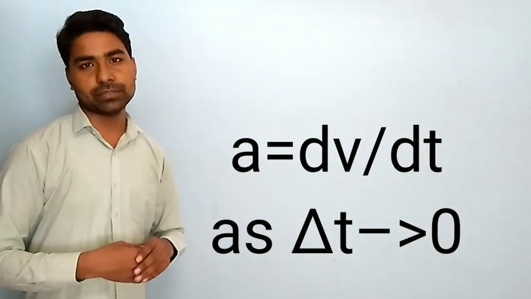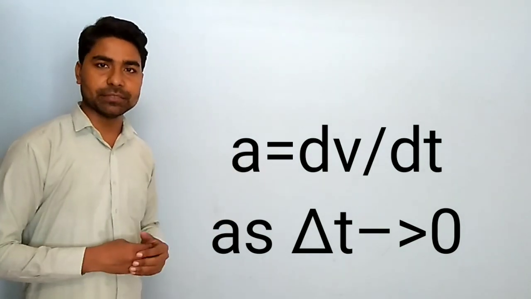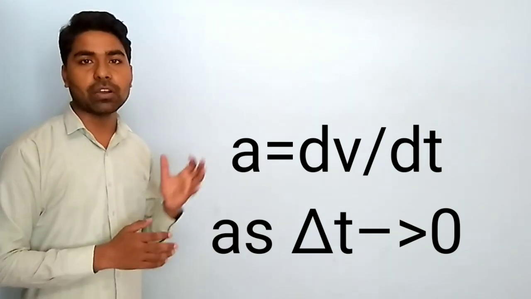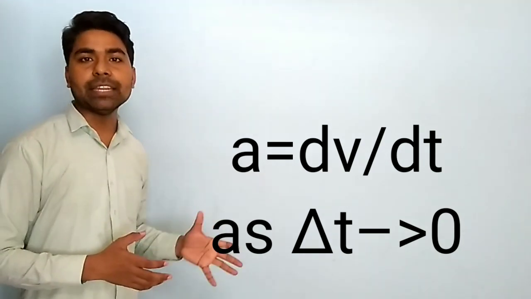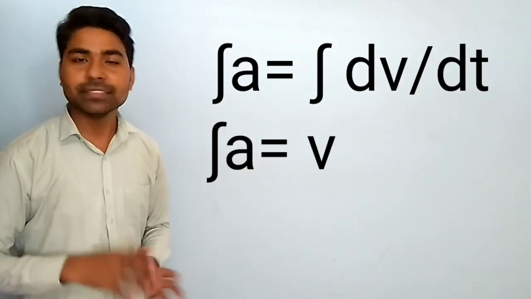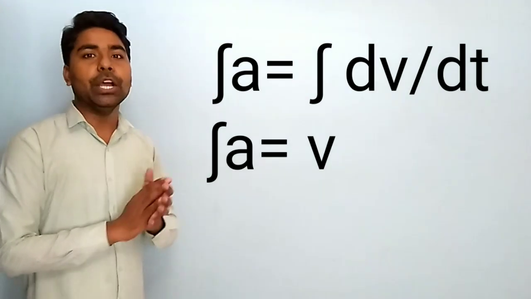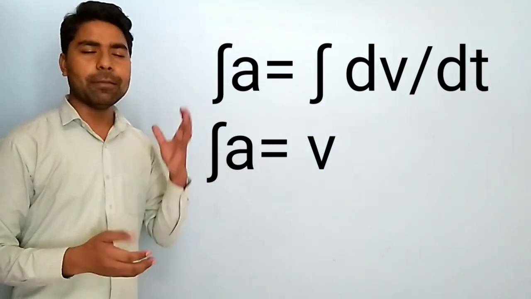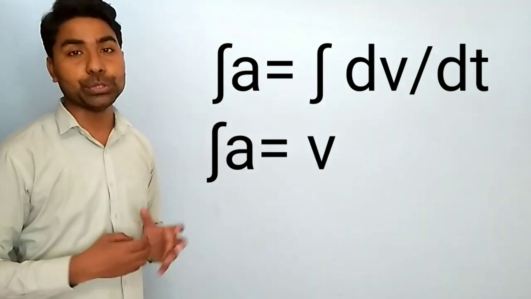Now the reverse process. If you are having the acceleration, we are going to reverse. If I integrate, that's called integration. So if I integrate this acceleration, what value will we get? The reverse process gives velocity. So integration of acceleration will give you what? Velocity. In the same way, there are many integrations we are going to use.